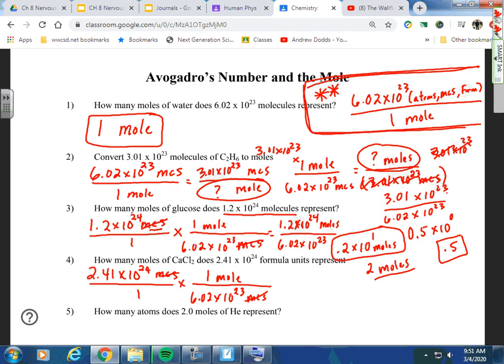I want to show you number 5, because for number 5, they don't give us the particles. They give us the moles. I'm going to do it the 2 methods like I did before, but you don't have to write anything until I'm done. So you can decide which one you like better. But I do need to erase this. Can I erase that?